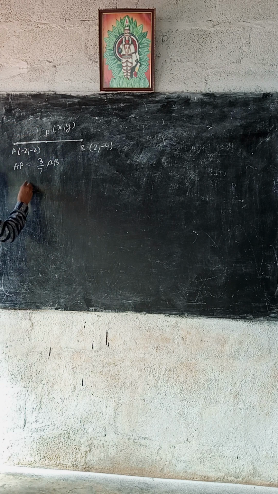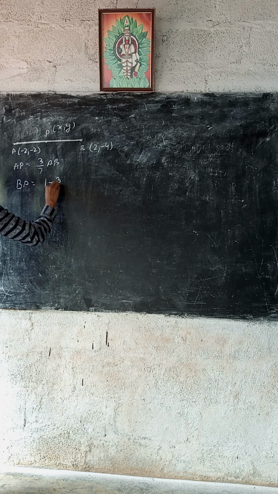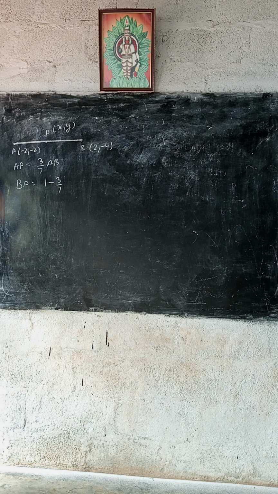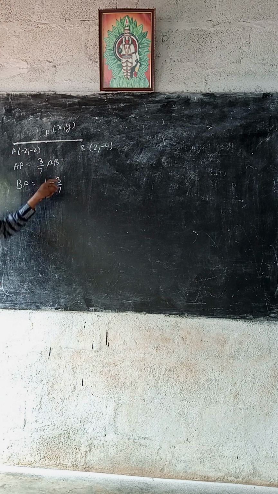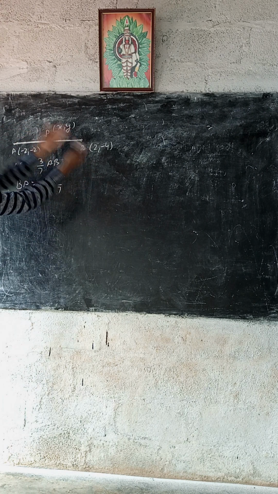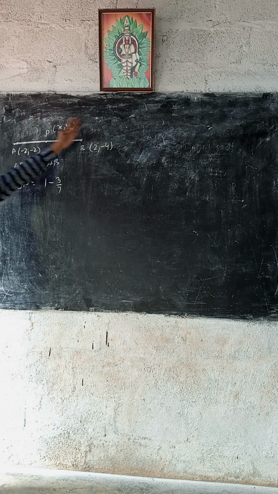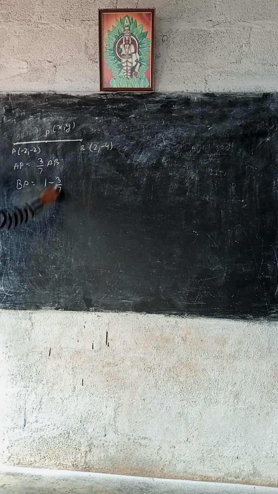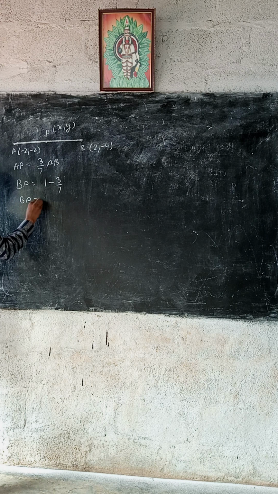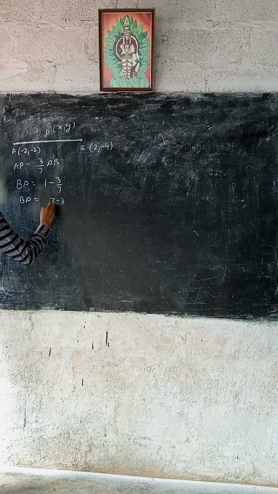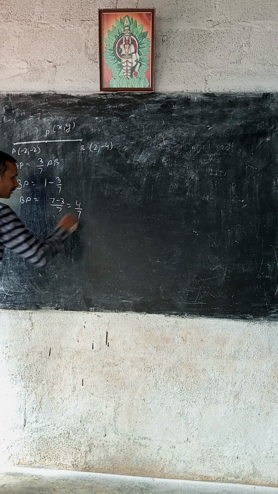Means AP is equal to 3/7. If we write the total length as 1, then we can write PB, or BP, is equal to 1 minus 3/7, because the total is 1. On this side 3/7 is given, so how much is on the other side? Otherwise, the total length is 7, and on this side it is 3, so 4 remains on the other side. So BP is equal to (7 minus 3)/7, which is 4/7.